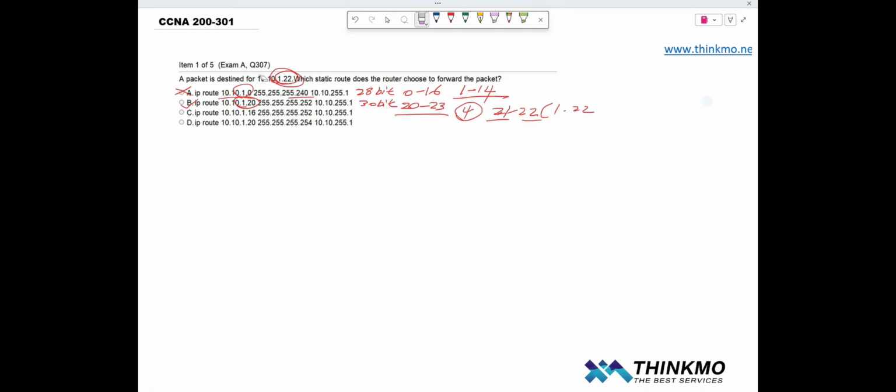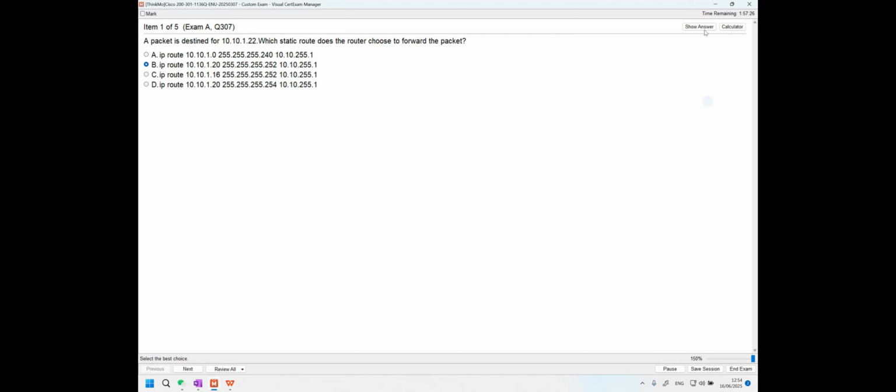Now, let's look at why the last 2 options are wrong. The next option also uses a 30-bit mask, and the usable host addresses included in this are 17 and 18, which do not match 22, so this option is incorrect. Now, what about option D? Option D is 254. 254 uses a 31-bit mask, and with 31 bits, there are only 2 addresses. One is the broadcast address, and the other is the network address. So this option is incorrect. Then the correct answer is B. Let's look at the correct answer. Now choose B.